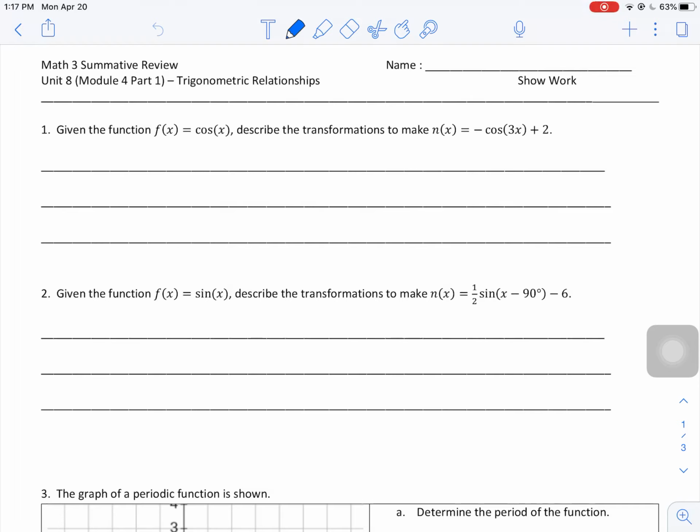Math 3 Summative Review for Unit 8, which is Module 4, Part 1, Trigonometric Relationships. Number 1. Given the function f of x equals cosine x, describe the transformations to make n of x, which equals negative cosine 3x plus 2. So the negative sign in the front is your reflection over the x-axis, just like it always is.